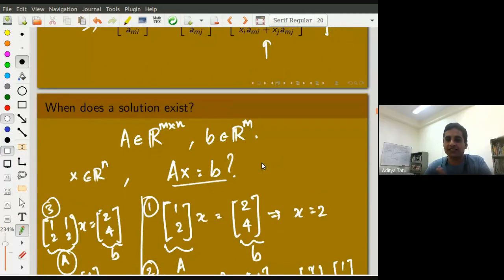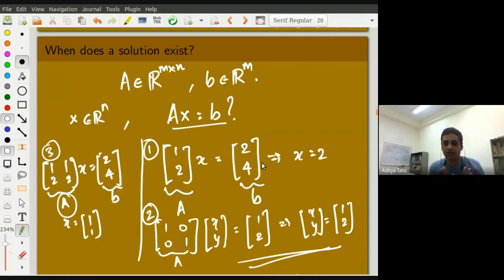So I hope this answer is convincing. If I'm only worried about whether a solution exists or not, I only need to look at whether b belongs to the set of all possible linear combinations of the columns of A or not. So that is clear. We'll stop for today. Once again, I apologize for coming in a little late, and I hope it will never happen again. See you guys on Tuesday.